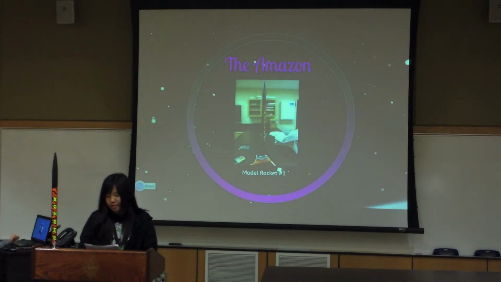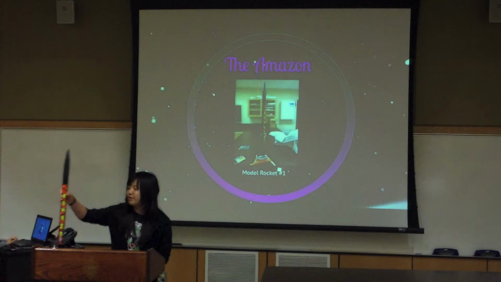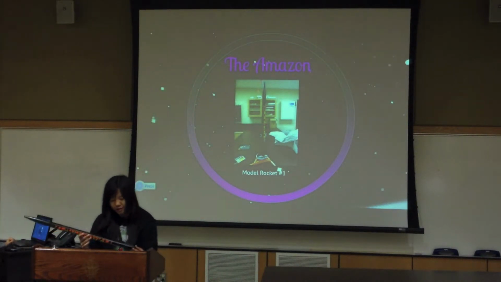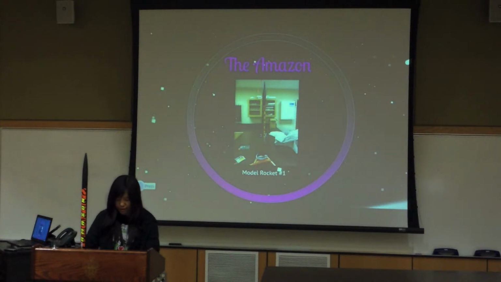From learning about rockets in class, we were inspired to build our own model rockets. The first rocket we built was called the Amazon, which is this rocket right here. It was fairly simple to construct, as all of its parts were already included in the kit, which is the case for most model rockets, and it only required gluing and assembling.